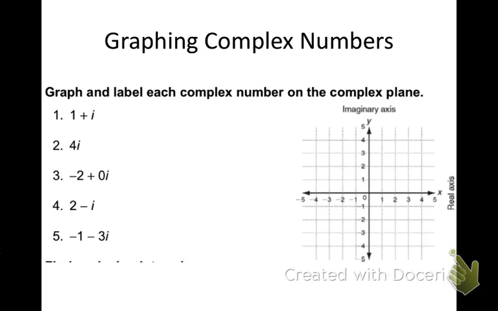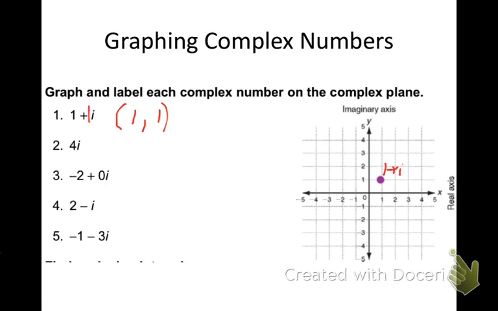So let's look and graph these. I'm going to graph and label each complex number on the complex plane. So number 1 is 1 plus i. Now really, what's the invisible coefficient in front of the i? There's an invisible 1. So that's nothing more than what ordered pair would you say? 1, 1. 1 plus i is nothing more than really the ordered pair 1, 1. Okay, so I go over 1, up 1. Boom, there's number 1 right there. Okay, that's how I would graph 1 plus i.